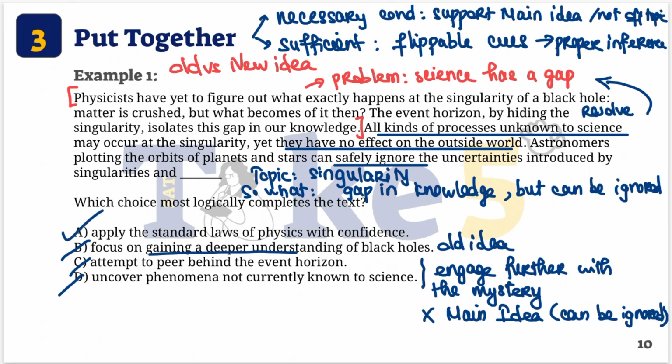A is correct because if singularities do not have an effect, then scientists can treat everything as normal and apply the usual laws of physics. This is essentially a safe flip. It supports the main idea and makes a very small leap. The passage says that scientists can ignore singularities, and what does ignoring something allow you to do? It frees you to proceed as normal. That's exactly what apply standard laws with confidence means.